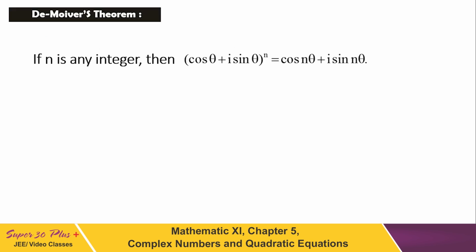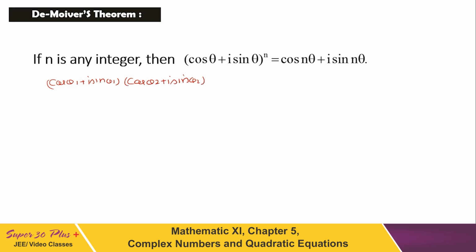Students, now we are going to study de Moivre's theorem. If n is an integer, then (cos θ + i sin θ)^n is equal to cos nθ + i sin nθ. We can easily prove this. Let the first complex number be cos θ1 + i sin θ1, and the second complex number be cos θ2 + i sin θ2. This is the polar form.